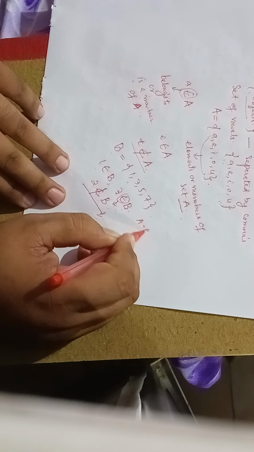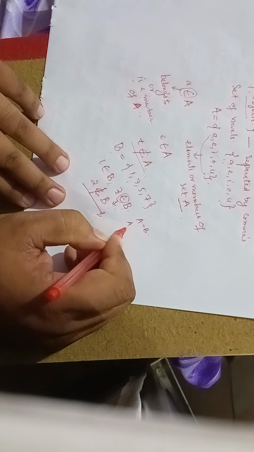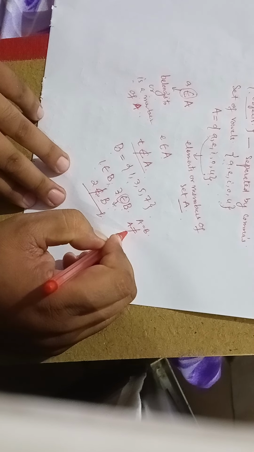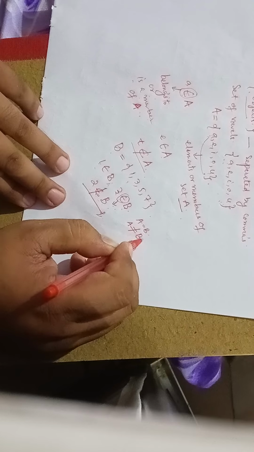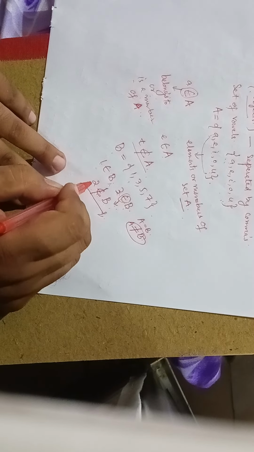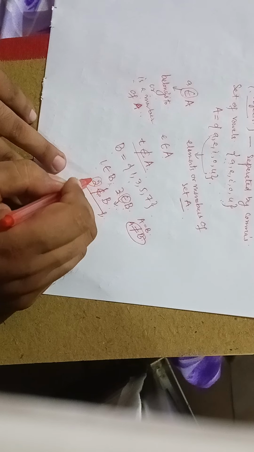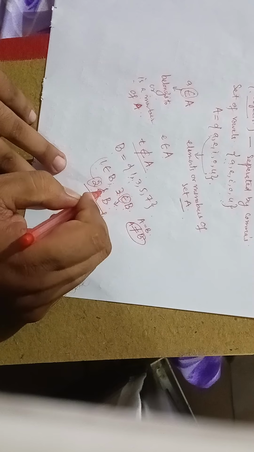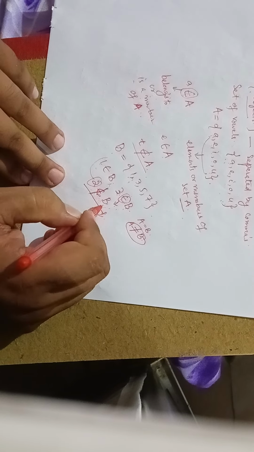If I am writing A is equal to B, then how will I write A is not equal to B? This is the equality sign, and I put the dash here: A is not equal to B. Similarly, if I am writing 3 belongs to B, then 2 does not belong to B, because 2 is not a member of set B. And here I am putting the line, so that it will mean it does not belong to B.